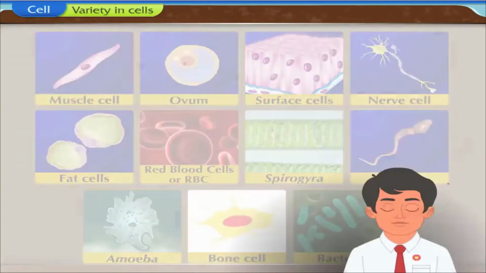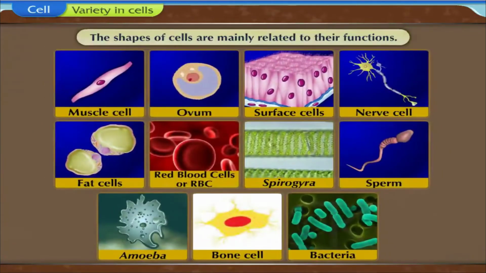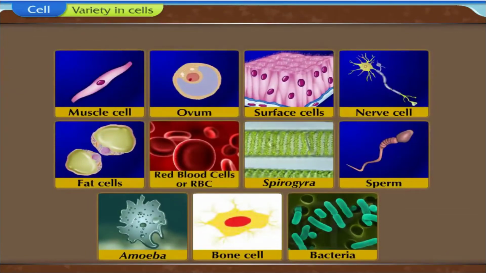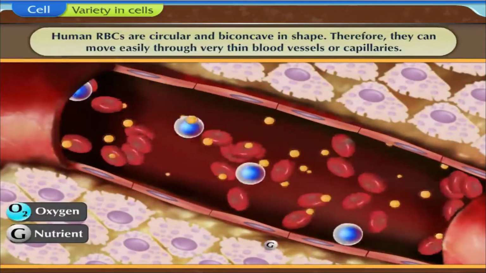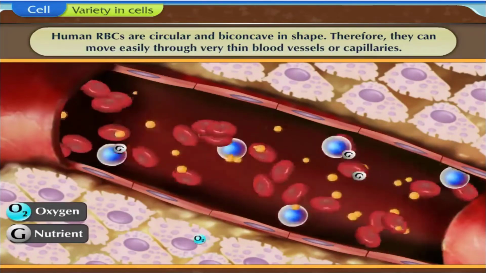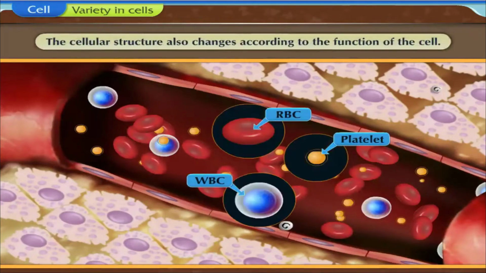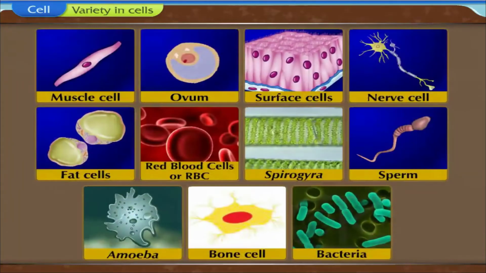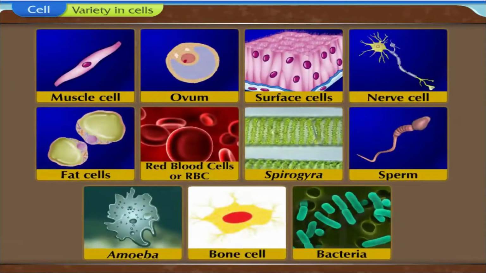Now, you must be wondering, why do all these cells have different shapes? The shapes of cells are mainly related to their functions. For example, human RBCs are circular and biconcave in shape, so that they can move easily through very thin blood vessels or capillaries. Along with the shape, the cellular structure also changes according to the function of the cell. Come, after studying about the variety in cells based on their shape and size, let us now proceed to study about the structure of cell.